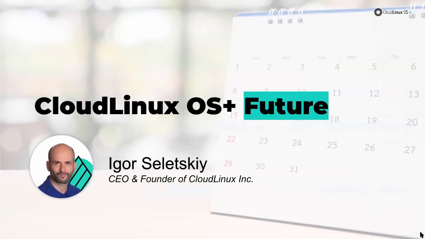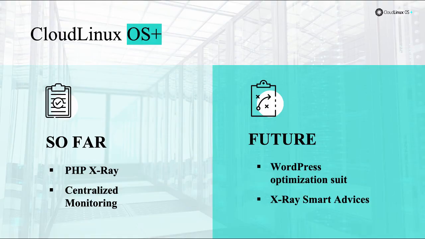Hello, everyone. Let me talk a little bit about CloudLinux OS Plus and its future. When we released CloudLinux OS, we started with two key features. One was PHP X-ray that allowed you, your customers, us to see where exactly the website is slow, something that before was pretty much impossible without advanced tools like New Relic. Webmaster now can get it in a single click. So we have this information now of just how slow the website is and where it is slow.